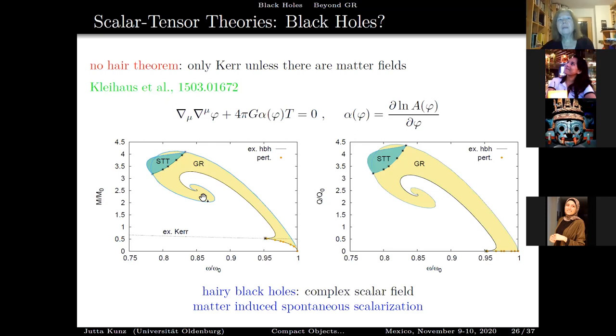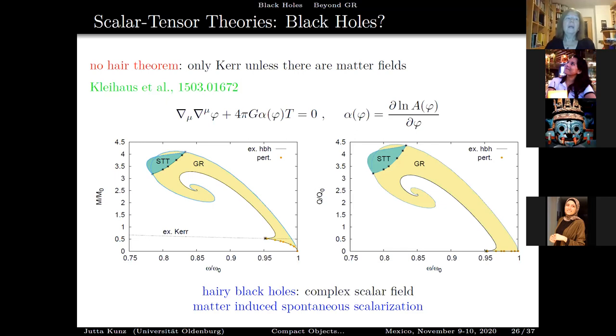Now these curves look a bit different from what I showed you. The reason is only that the curves of Herdeiro and Radu were only with a mass term of the boson field. But here a self-interaction has been added. So the green curve now is just the boson star without scalarization, and up here this boundary corresponds to the scalarized set of solutions. The yellow in here would be the hairy black holes without scalarization, but the green ones up here would be scalarized. So one can do it.